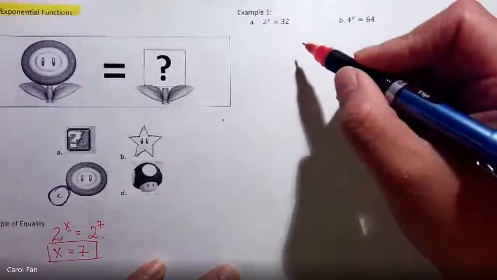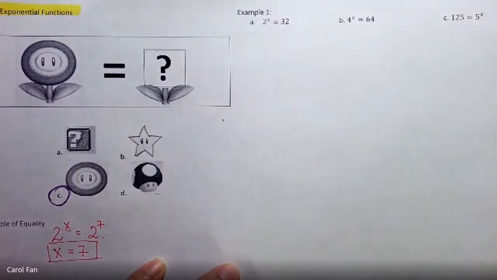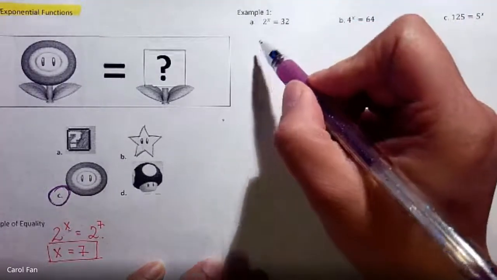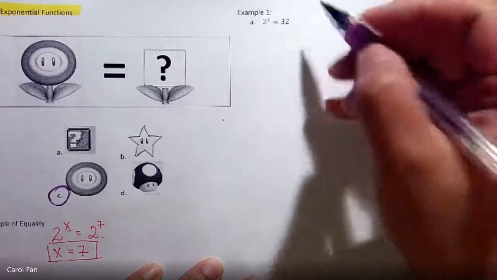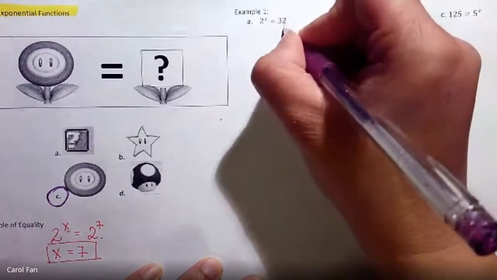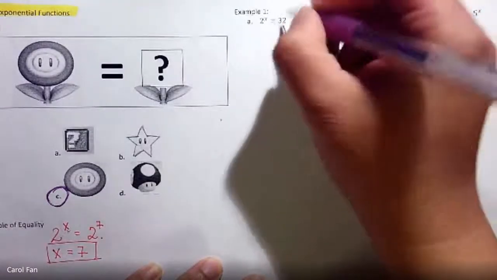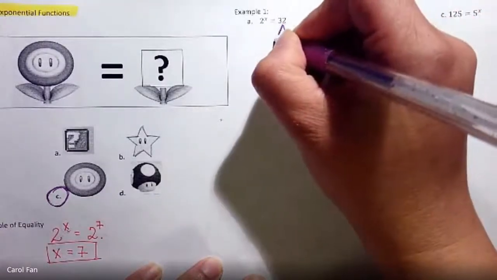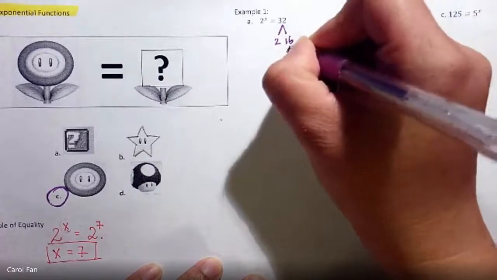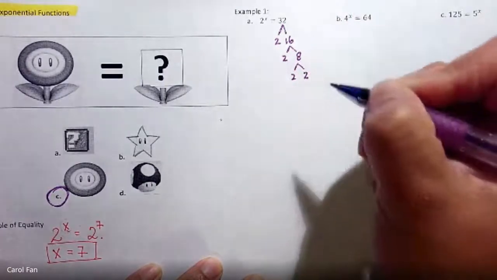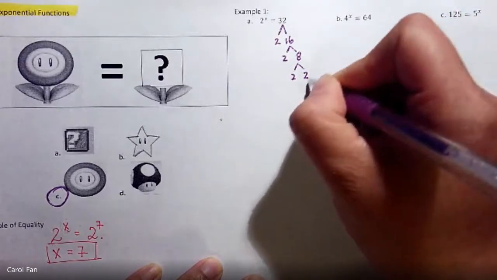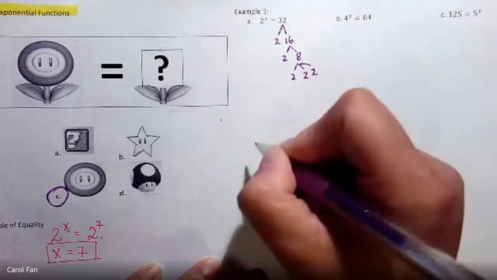So solving exponential functions is similar to that. If I can get the same base, then I can equate the exponent. Now, I know that 32 can be prime factorized into 2 to the power of 5.